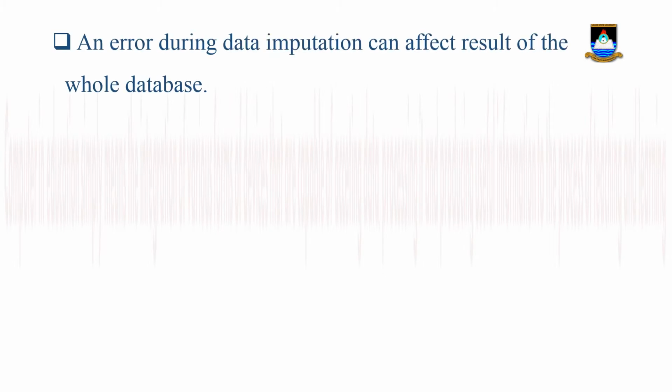Limitations include an error during data imputation can affect results of the whole database. An example being a lecturer's imputation of a test score of 69 instead of 70 can get a student profile appearing as a B instead of an A.